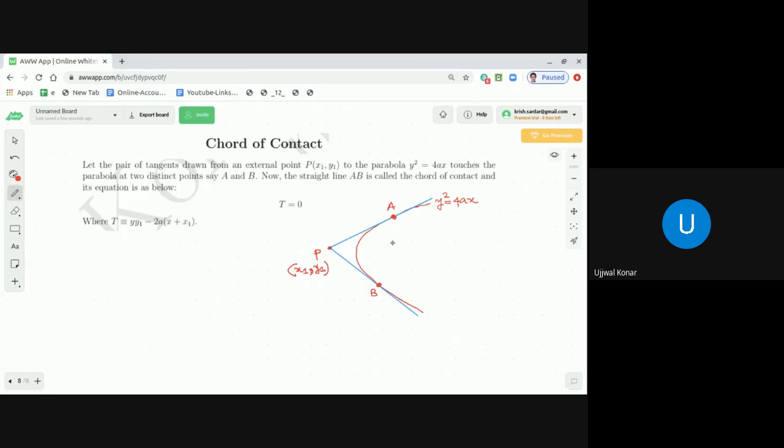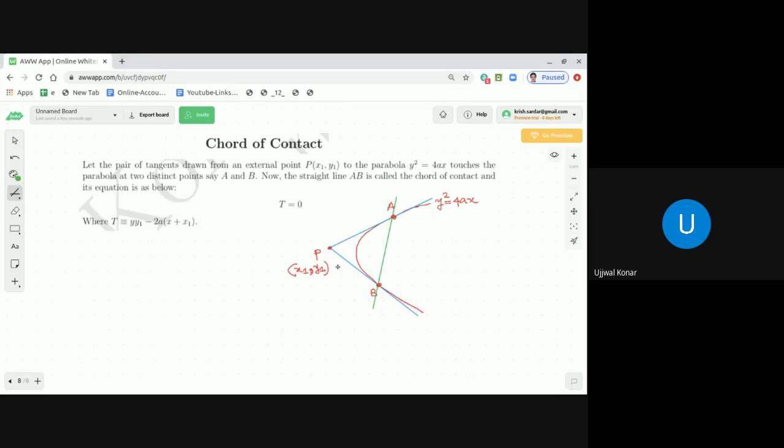So now let me draw that, AB. That AB is called the chord of contact. So if I draw that AB, just a minute, let me draw it properly. So the line I draw in the green color is known as the chord of contact.